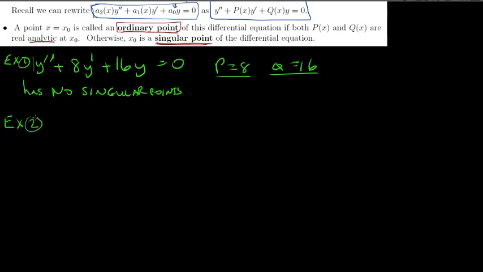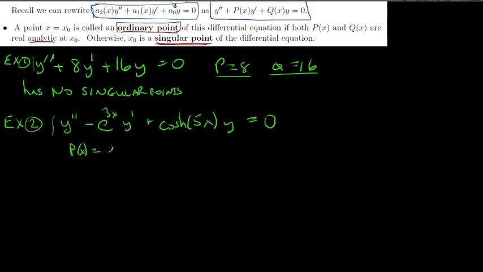All right, let's look at another one. Suppose we have y double prime minus e to the 3x times y prime plus, let's say, cosh 5x times y equals 0. Again, the leading term is 1 here, so a2 is 1 and you don't have to divide by it. It means our p of x is negative e to the 3x, and our q of x is hyperbolic cosine of 5x. And you should remember from the last video that both of these have Taylor series, or Maclaurin series, centered at x equals 0.